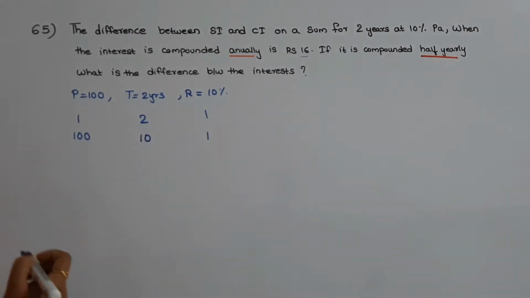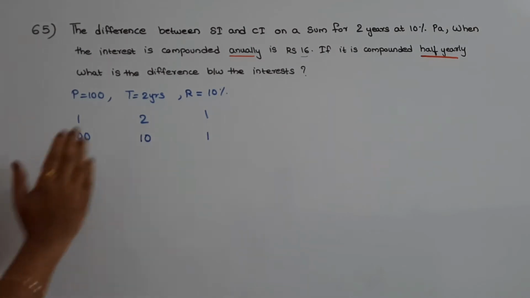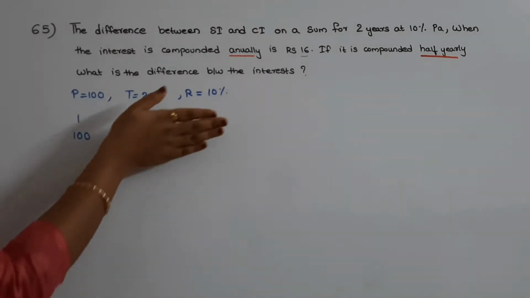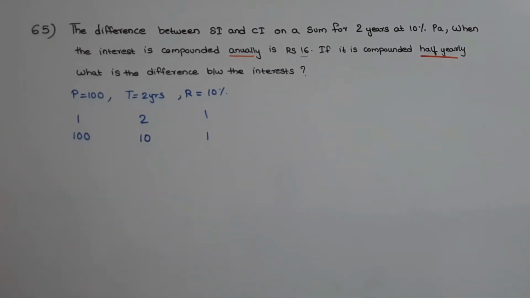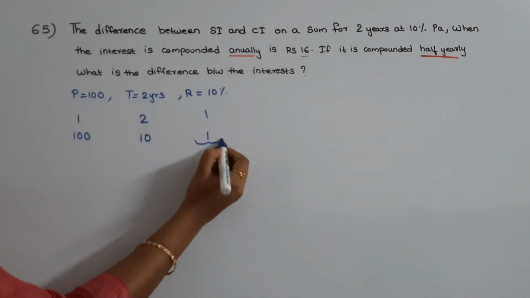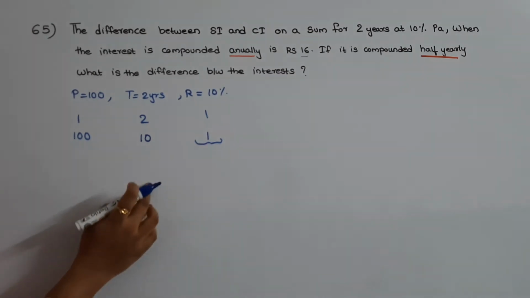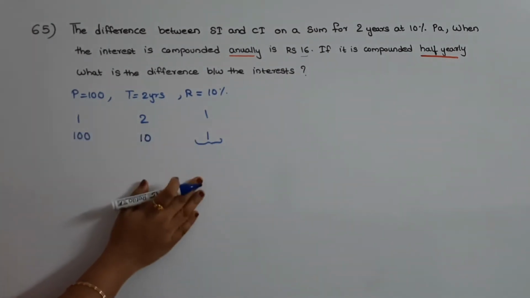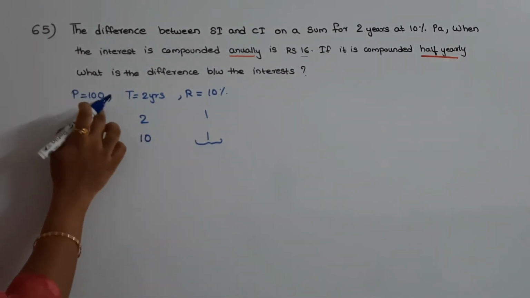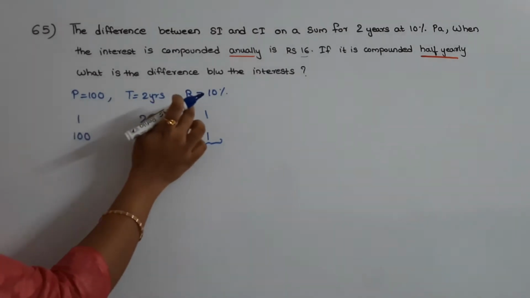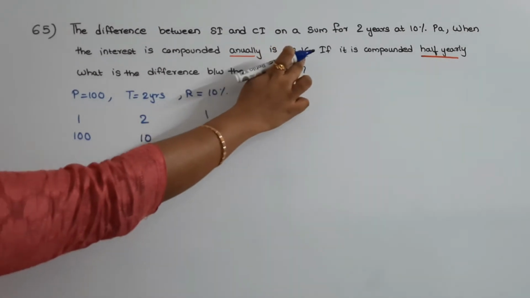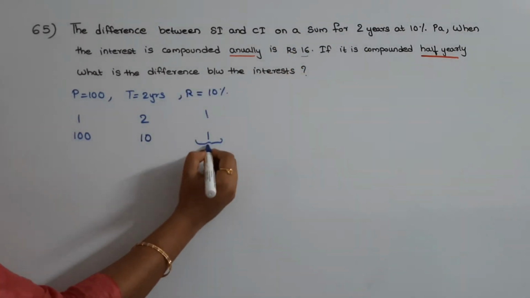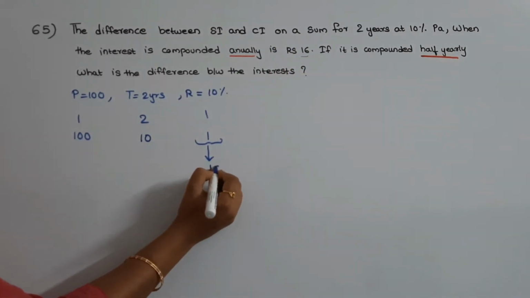to 1. Now we know this part is for simple interest. This whole part is for compound interest. Hence the difference between simple interest and compound interest will be this one. So this one is the difference between simple interest and compound interest when the principal is 100, time period is 2 years and rate is 10%. And this difference is given in the question as 16, which means we can write this one as 16.